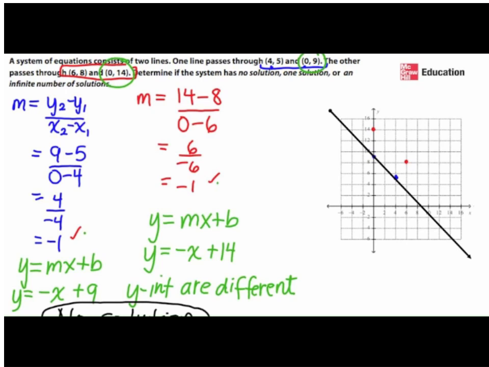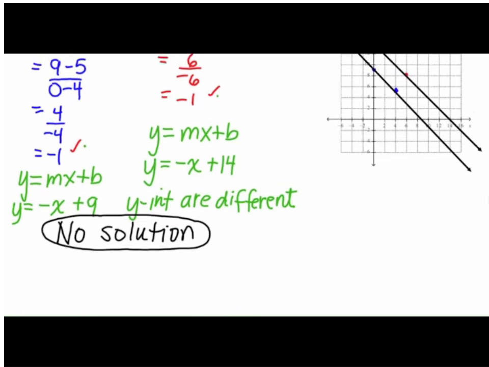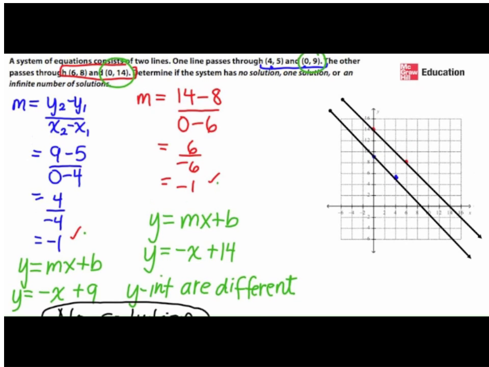And then we'll want to draw a line that passes through those 2 points. Because these two lines have the same slope but different y-intercepts, the system of equations has no solution.